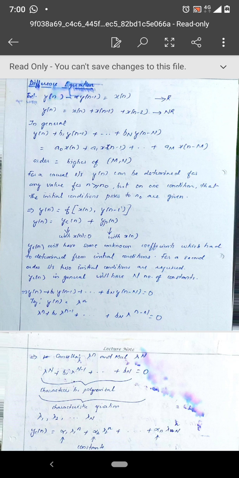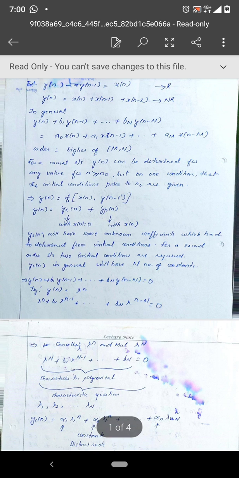In general, you can write the difference equation as y of n plus b1 y of n minus 1 plus and so on, the last term being bN y of n minus capital N. For that polynomial, the order is capital N, whereas for the RHS you have a0 x of n plus a1 into x of n minus 1, and likewise it goes up to aM x of n minus capital M. For the RHS, the order is M.